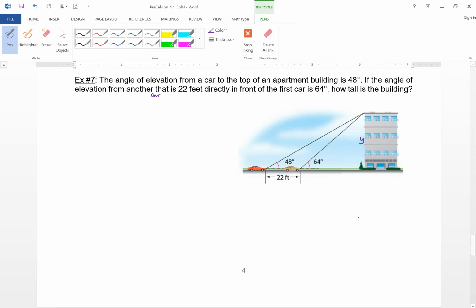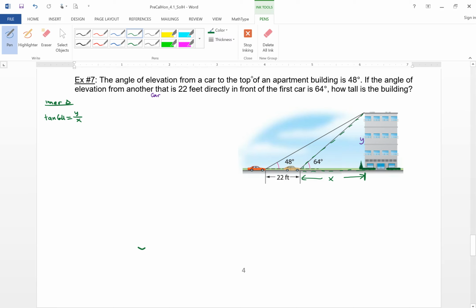Now, here's how we're going to do this. There are two triangles here. In the first triangle, we're going to focus on the inner triangle. Now, if we only knew this distance here, well, we could just call that distance x. So now, that inner triangle tells me that tangent of 64 is equal to y over x. This is the inner triangle.